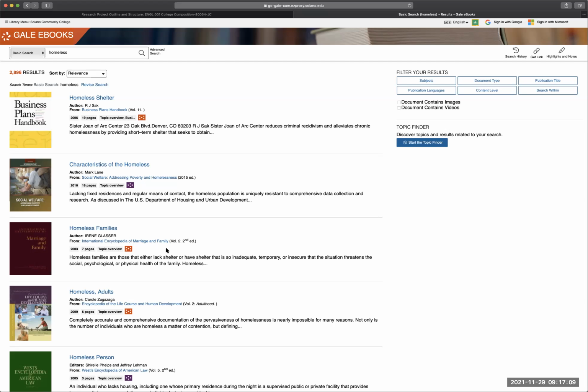Maybe I'm not just going to look at homelessness in general, but maybe homelessness within families, right? Because maybe that's the community that I want to focus on a little bit more. But right in here, I found this overview.